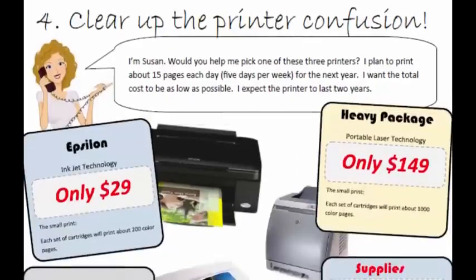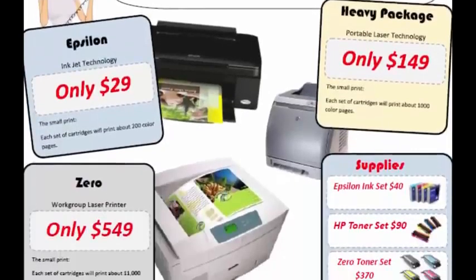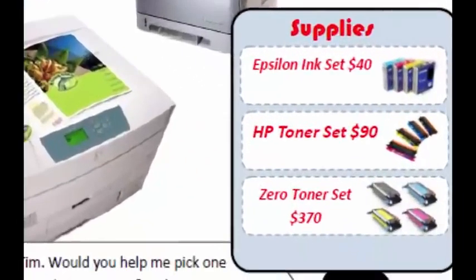You'll see that the Epsilon printer is only $29, and so you might think that is the best price at the beginning. Until you look at the supplies, and you'll see that ink is $40 a cartridge, and it will add up quite a bit.